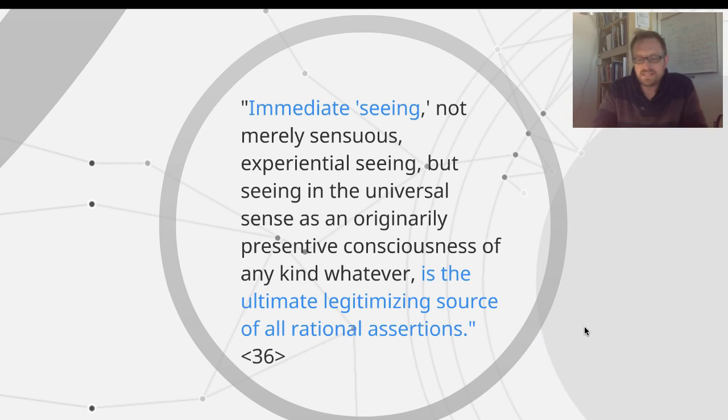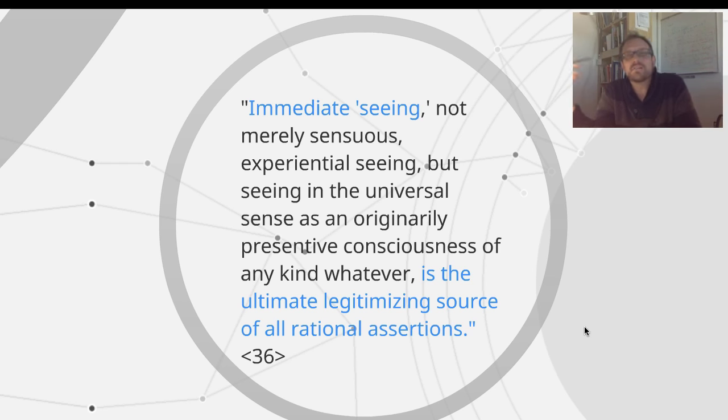So his argument is basically this: whenever we make a rational assertion, when I say something is the case, I make a claim of some sort, whether or not that claim is considered true has to fall in conformity where it's possible for me to cognitively see it, in its most original and presentative form of consciousness. And if I can do that, then it can be legitimated, right?